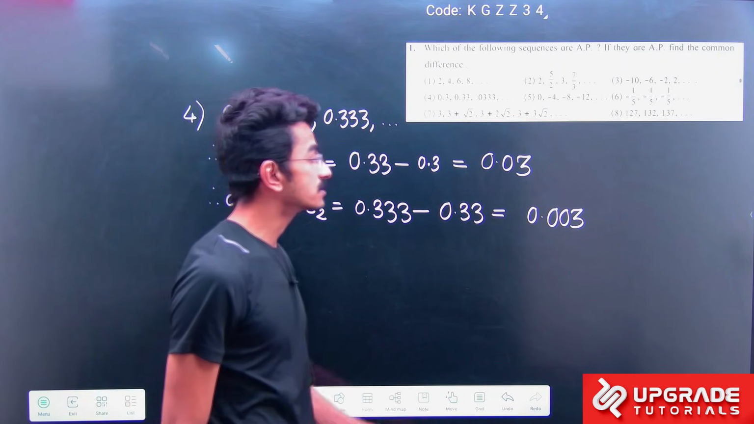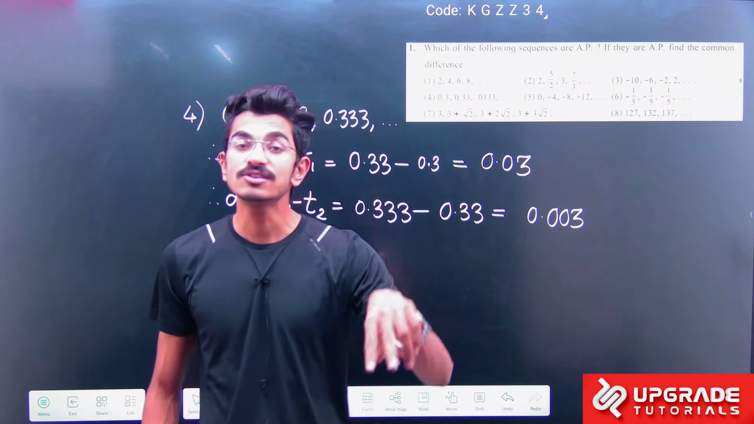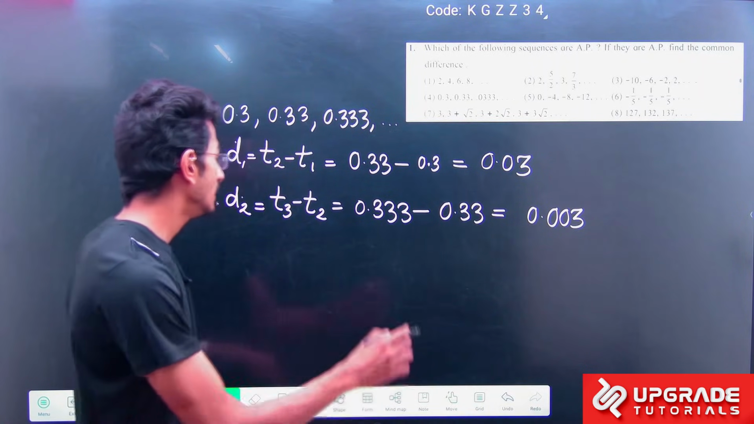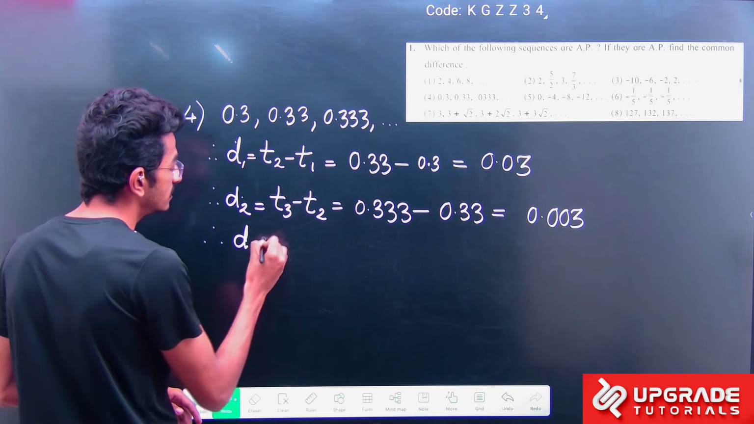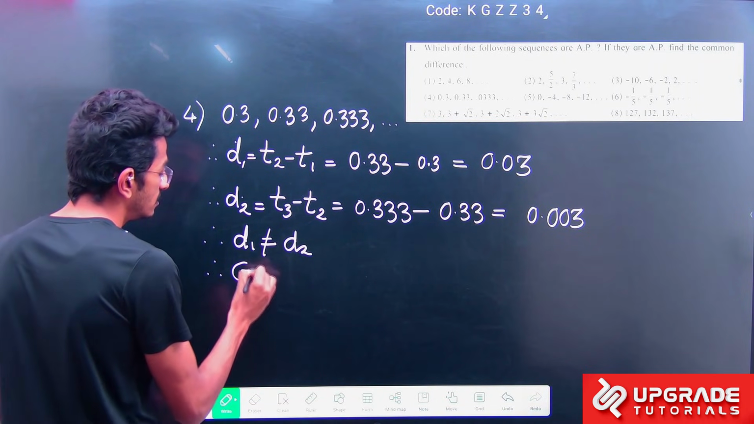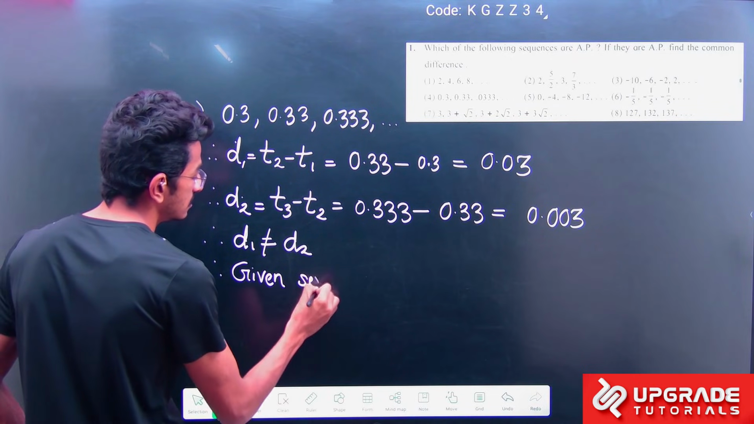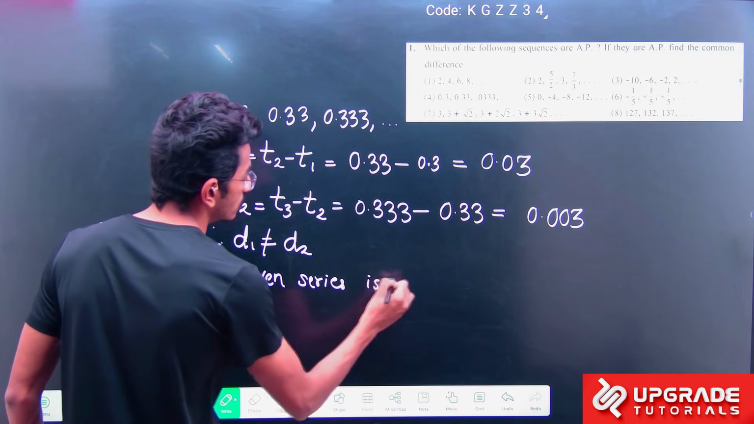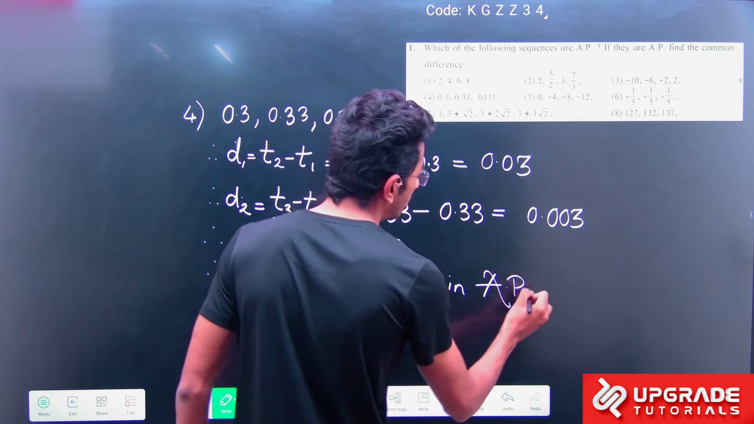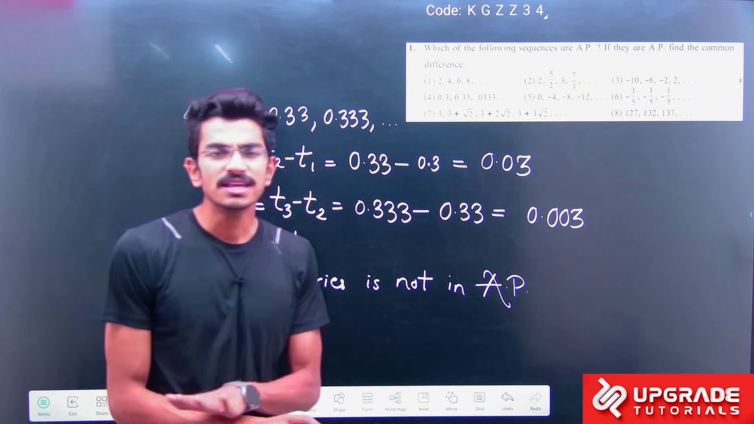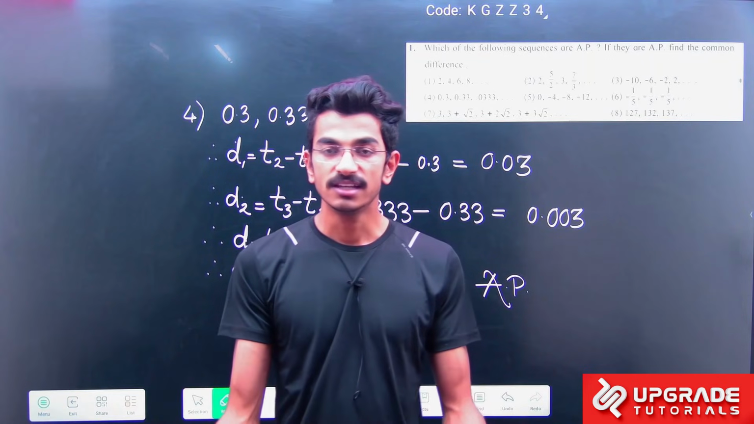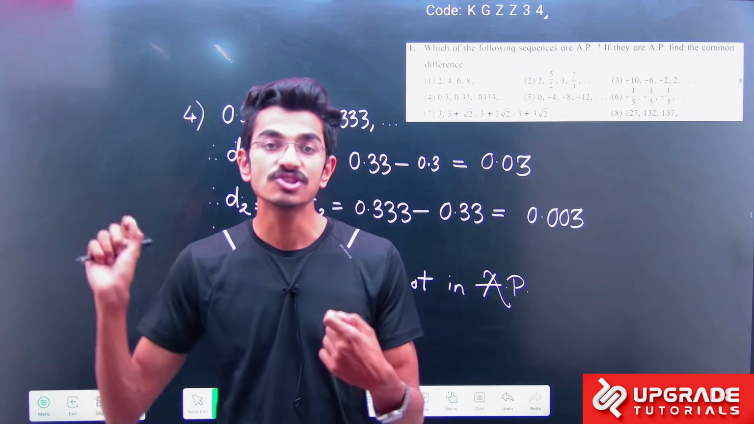Now many people get confused between 0.03 and 0.003. Do both these numbers look the same? No. Therefore, we can clearly say that D1 is not equal to D2, and therefore the given series is not in AP. AP means arithmetic progression. So the basic first rule: subtract the first number from the second, and the difference of all the consecutive numbers should be the same.